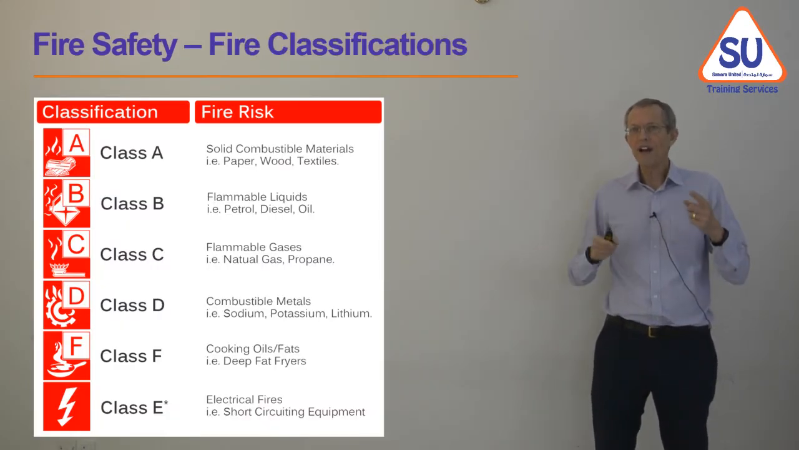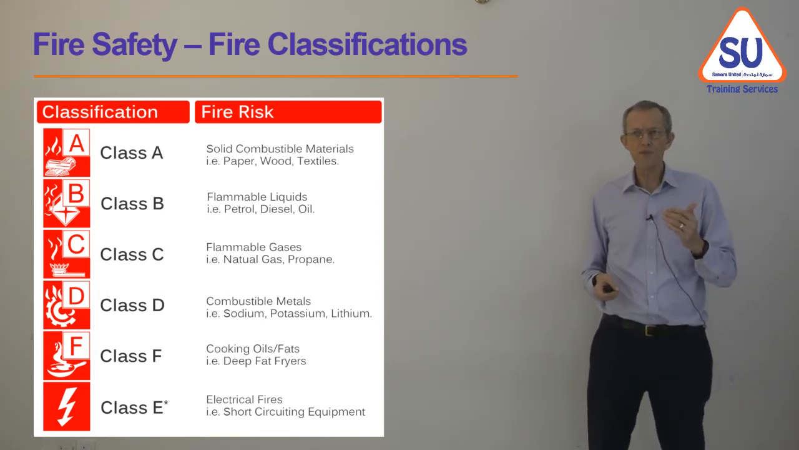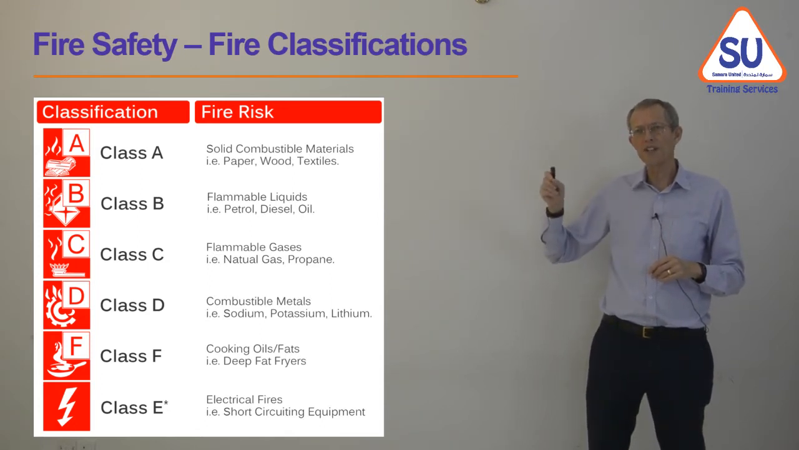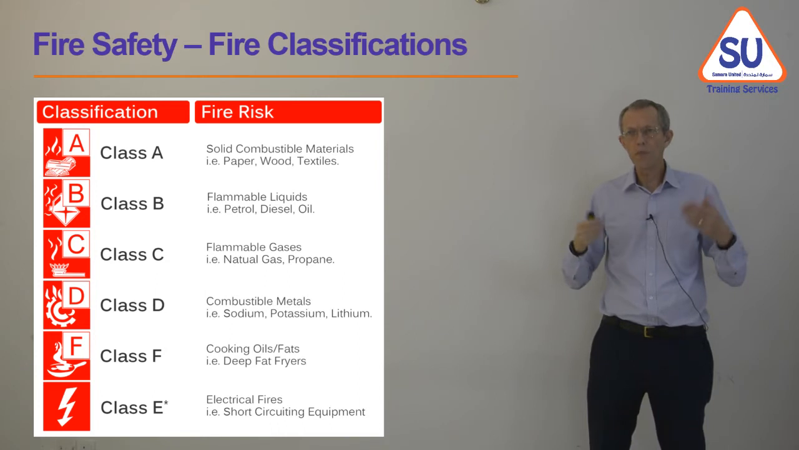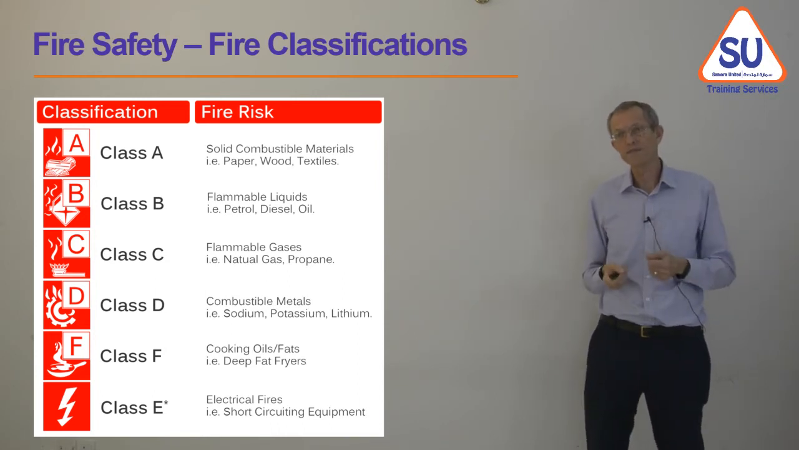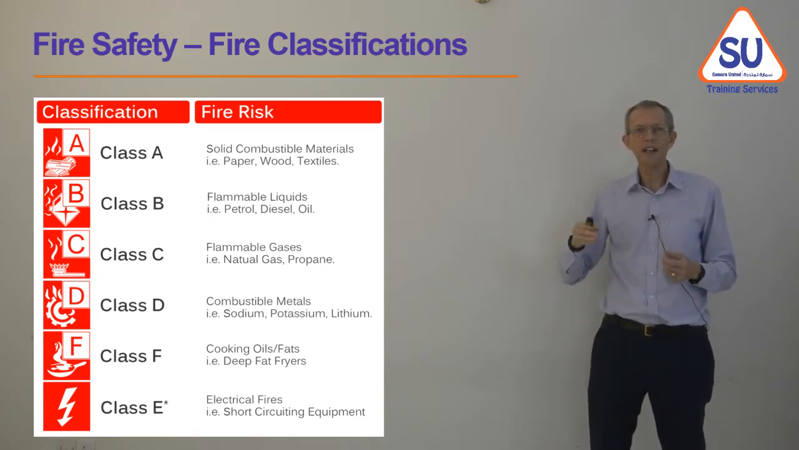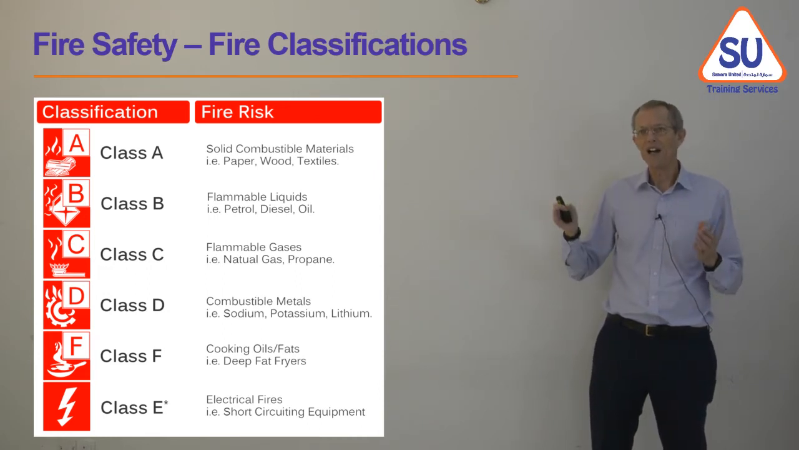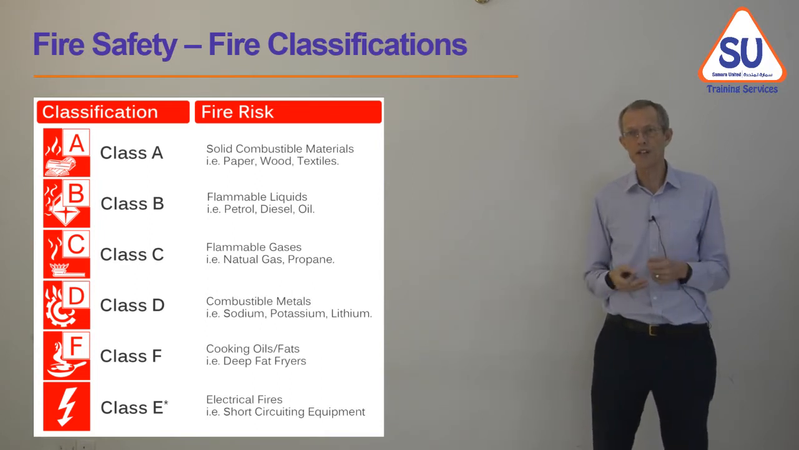We classify fire according to what is burning. So this looks complicated, but it's not as bad as it looks. A, B, C are basically solids, liquids, and gases. So Class A fire is a solid combustible material like wood or paper or textiles, cloth. Type B fires are flammable liquids like petrol, diesel or oil. Class C are flammable gases like natural gas or propane that we cook on, for example.